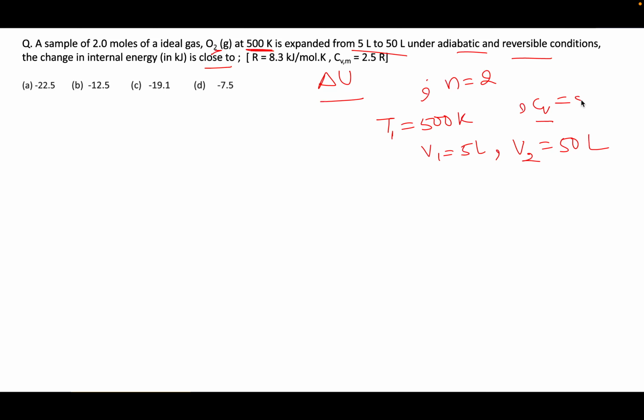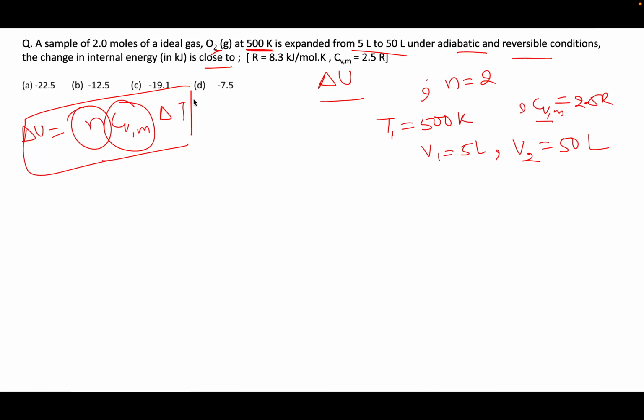Cv is 2.5 R, this is molar, and we know that delta U is nothing but n Cv molar delta T. So we have this quantity, we have this quantity, we need this quantity. We just solved one similar question to calculate temperature, where one temperature is given and the other temperature we have calculated.